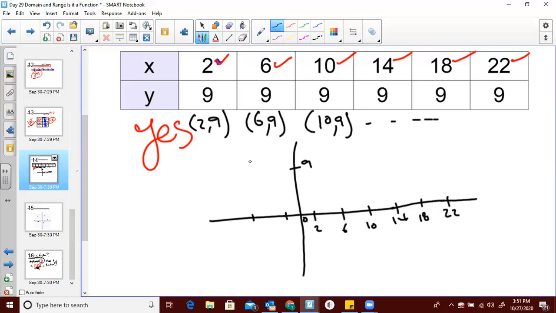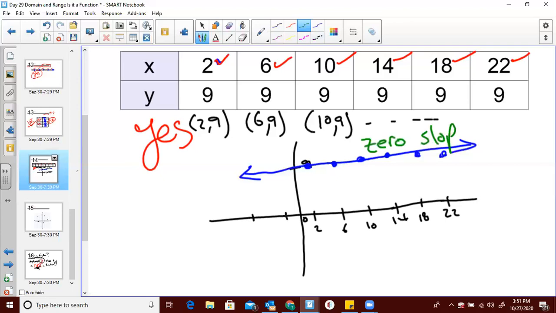So if I come over here, go to (2, 9), my point's going to be right here. (6, 9) will be here. (10, 9), (14, 9). Notice everything is staying on 9. And what you'll see is that I do, in fact, have a straight horizontal line. Bonus question is what type of slope is this? And if you guessed 0 slope, you would be correct. Remember what slope dude says.